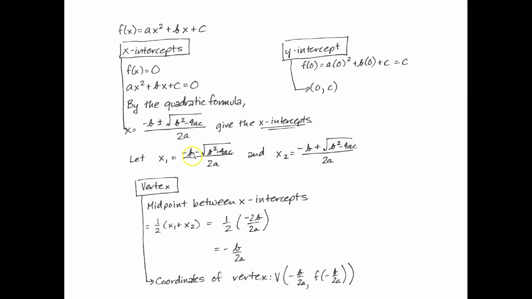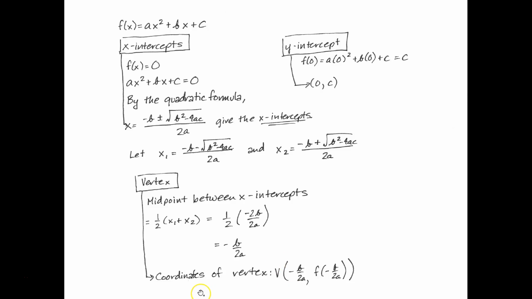So if I add negative b minus square root of b squared minus 4ac over 2a plus negative b plus the square root of b squared minus 4ac all over 2a, what happens is the minus radical plus the radical gives me 0. And negative b plus negative b is negative 2b. So I have negative 2b over 2a. And if I take half of that, these 2's will cancel and I'll get negative b over 2a.